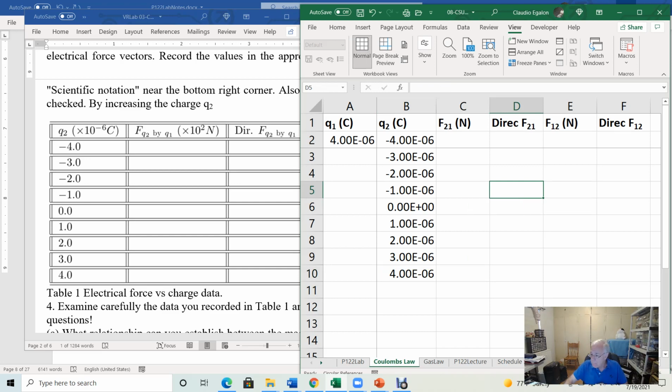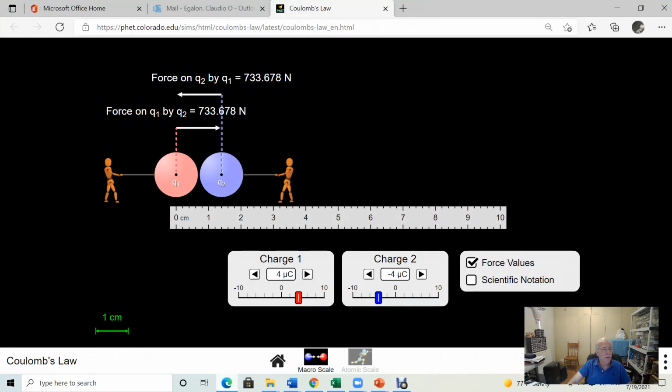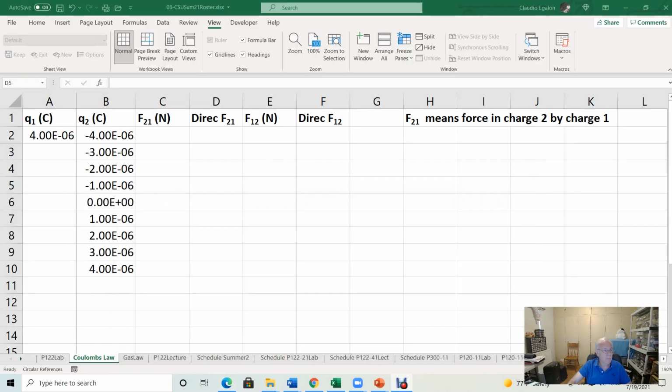Oh boy. Let's go to our... Okay, take a look at the force. The force on charge 1 is to the right. I'll say it's positive. So it's 733.678 newtons. 733.678 newtons. The direction is positive. Put a positive sign here.